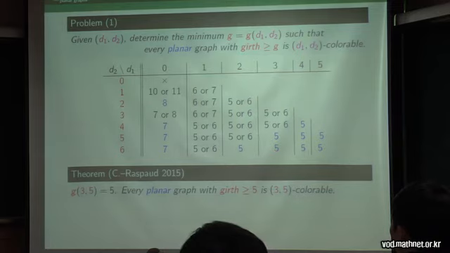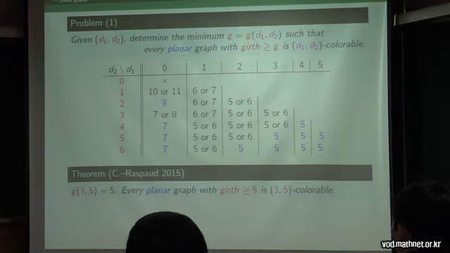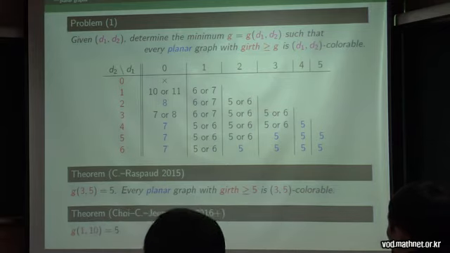So we were able to prove that if you give me a planar graph with girth at least 5, then it's going to be (3, 5)-colorable. This work was done in 2013, but it was published in 2015. Then I graduated, I came to KAIST, and I met these students and introduced them to this problem. And then we were able to determine one of the unknown values here.